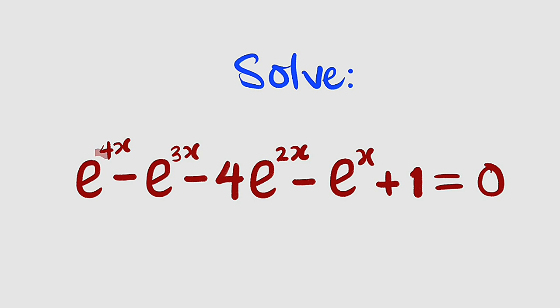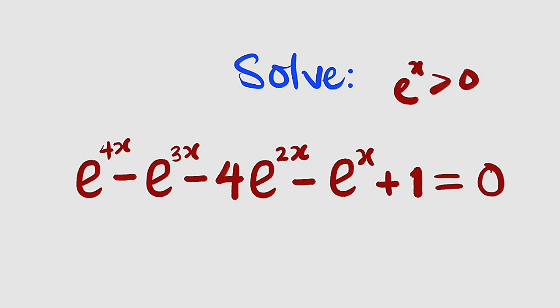The equation is e^(4x) minus e^(3x) minus 4e^(2x) minus e^x plus 1 equal to 0. And we are looking for the value or values of x that can satisfy this equation. You should know that e to the power of x is forever greater than 0.